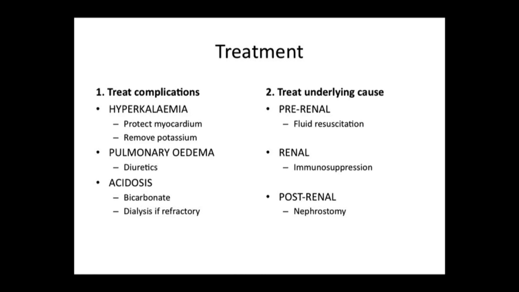So, the way that you treat it is you protect the heart from the effect of the potassium with something called calcium gluconate, and then you try and get rid of the potassium. And you do that by giving insulin and dextrose, because insulin causes a net shift of potassium from the blood into the cells. Pulmonary edema is very easy to treat. You just tend to give the patient diuretics to get rid of the excess fluid.